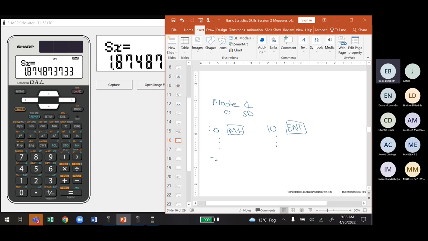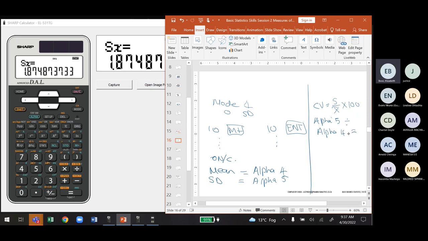Once you are done, then you press on and off on your calculator. To calculate the mean, you will press alpha and then button number 4. For the standard deviation, you will press alpha and button number 5. So now, how do we calculate the coefficient of variation, which is S divided by the mean multiplied by 100. So you will say alpha 5, divide by alpha 4, equals, and multiply by 100.